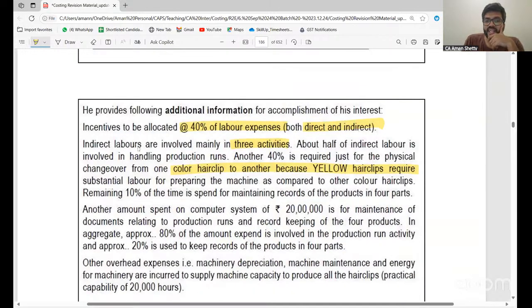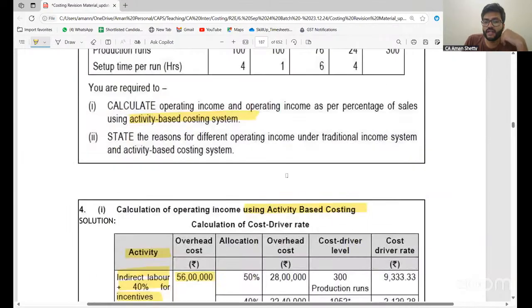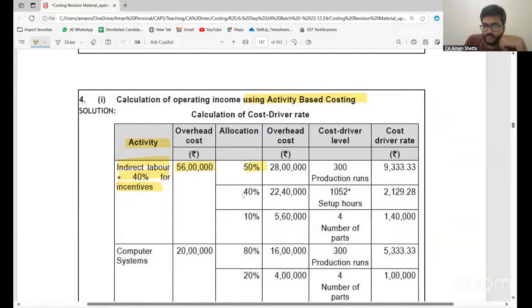So indirect labors are involved mainly in 3 activities. All of you look at this. About half of the indirect labor is involved in handling production runs. 40% is required, right, just for the physical changeover, right? And then the balance 10% of the time is spent for maintaining records, right? So that is what is done here, right? 50%, 40%, and 10%. This is based on production run. This is based on setup hours. This is based on number of parts because of documentation. Understood, all of you?